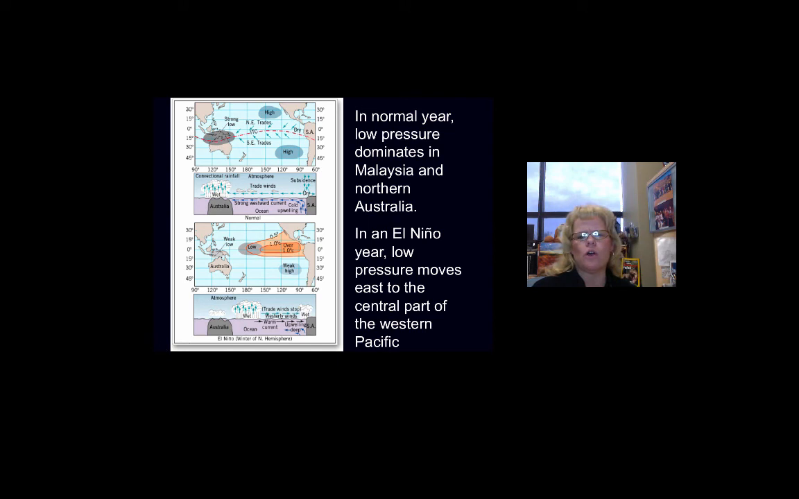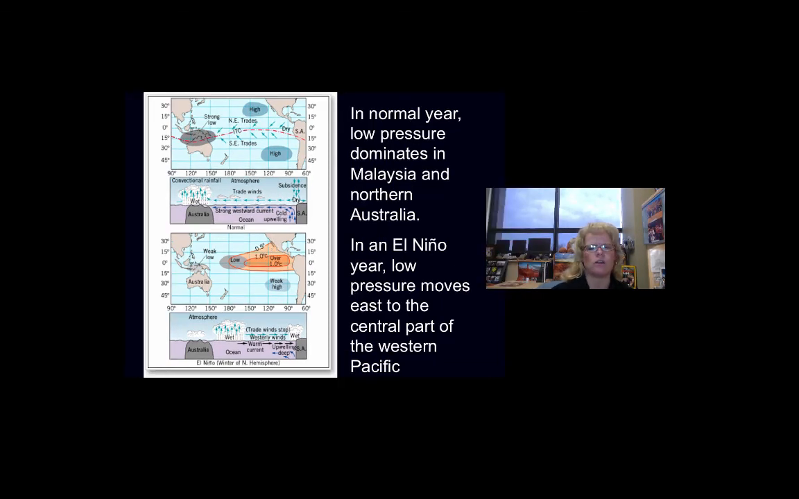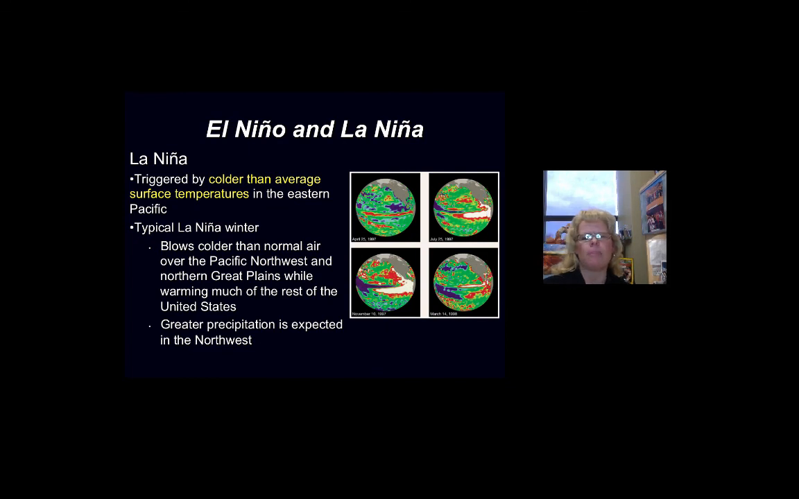In a normal year, low pressure dominates parts of Malaysia and Australia and New Zealand area. And in an El Niño year, low pressure moves east to central part of the Western Pacific, causing more problems in this region than you would normally have seen during a normal year up here. So you can see that's right along the coastline of California, and that wreaks havoc on an extremely populated area.